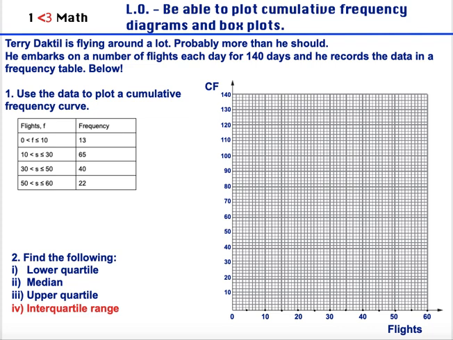So that's question 1. You need to plot the cumulative frequency curve. Question 2 is to find the lower quartile, the median, the upper quartile, and the interquartile range. There is a question 3 on the next slide, but we'll come to that later. So if you would like to do question 1 and 2, please pause the video now before I proceed with the solutions and explanations. So, cumulative frequency.